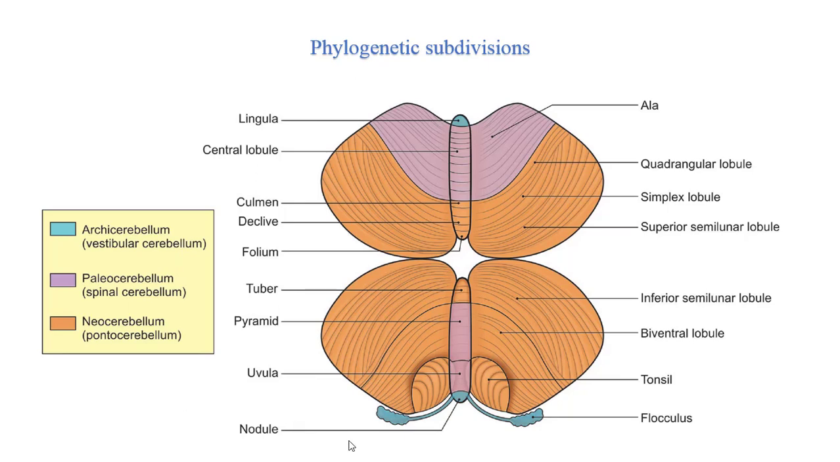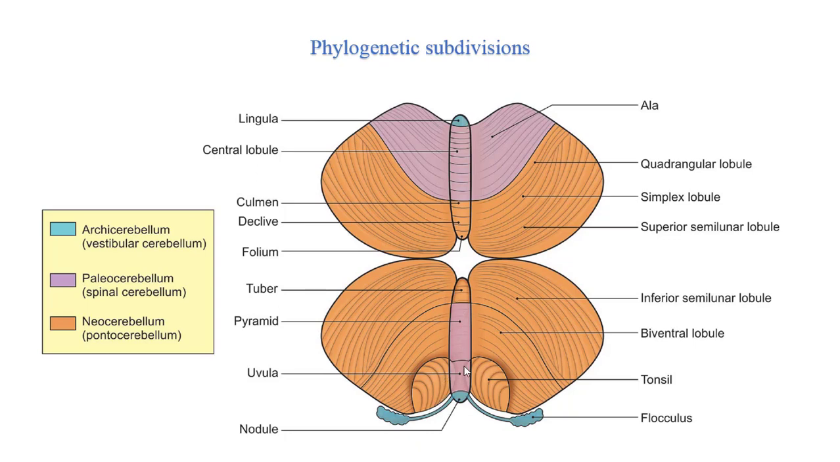Archicerebellum comprises of folliculonodular lobe and lingula and has mainly vestibular connections. It receives inputs from the vestibular system of inner ear and sends outputs back to the vestibular nuclei. It maintains balance, tone, and posture of trunk muscles and controls ocular reflexes, mainly fixation on a target.